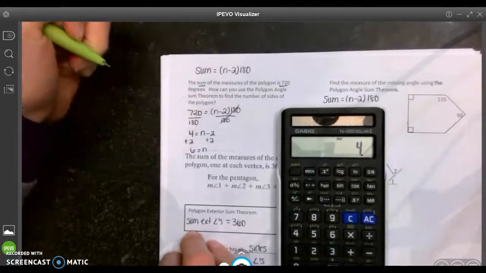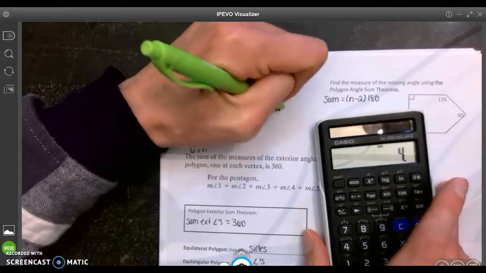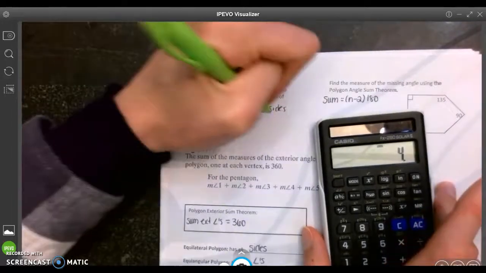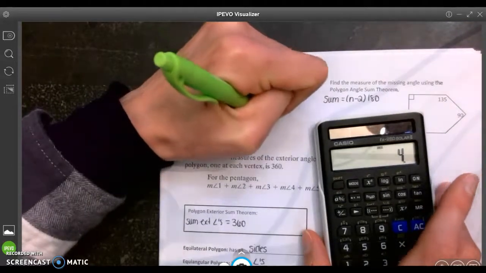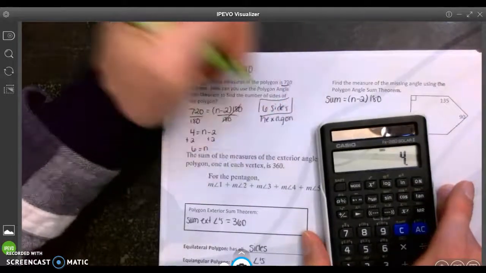So how can you use the formula to find the number of sides? We have 6 sides. Sometimes it asks you, and then what is the figure? This one didn't, but it's a hexagon. So 6 sides was what we were looking for here.